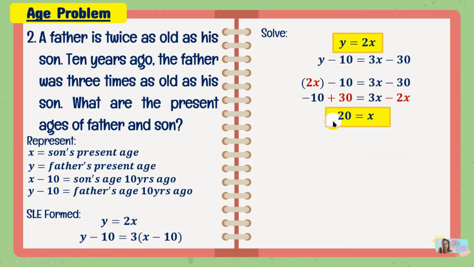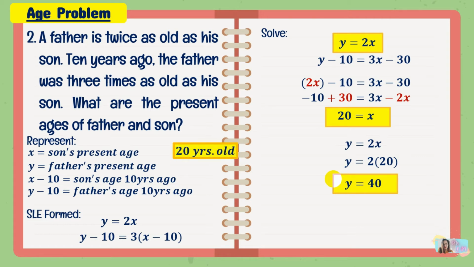So, yan po yung son's present age kasi siya yung represented by the variable x. Then, for the father's present age, y is equals to 2x. Y is equals to 2 times 20. So, nag-substitute po tayo. And y is equals to 40 kasi 2 times 20 is 40. So, yan na po yung present ages ng father and son. The son is now 20 years old and the father's age is 40 years old.